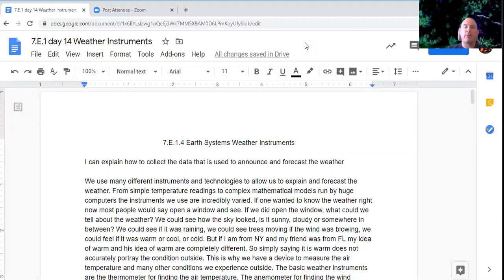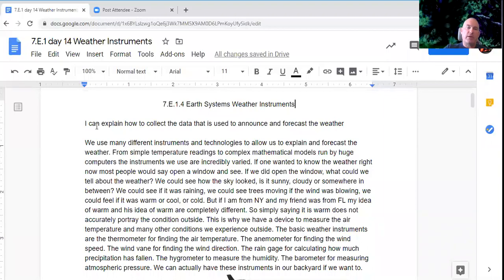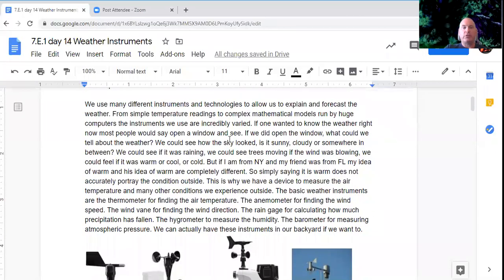So today we're talking about Earth systems and weather instruments. What's a weather instrument? We'll get to that. So I can explain how to collect the data that is used to announce and forecast the weather. So we use many instruments and technologies to allow us to explain the forecast of weather, from simple temperature readings to complex mathematical models run by huge computers, and the instruments we use are incredibly varied.